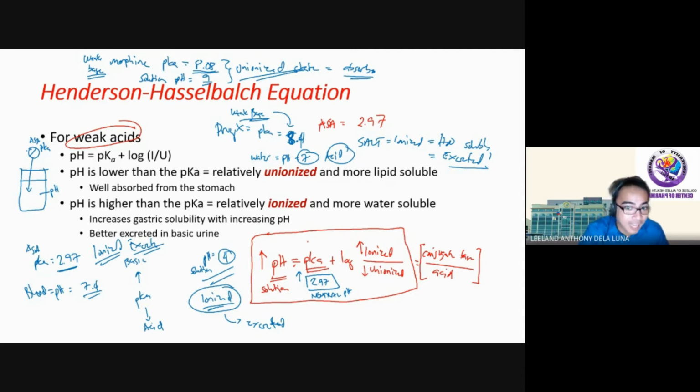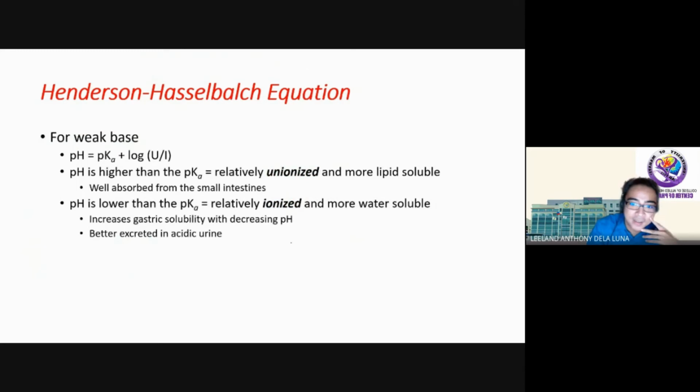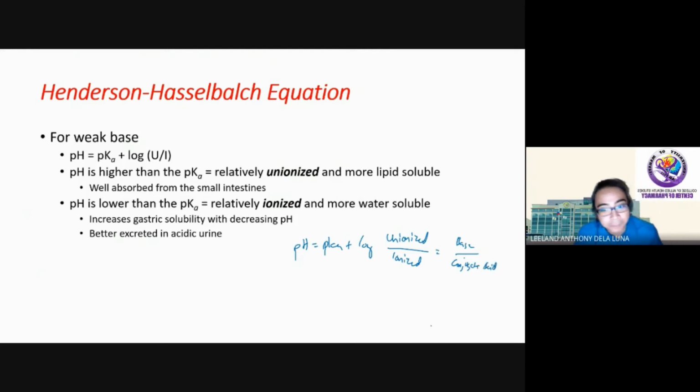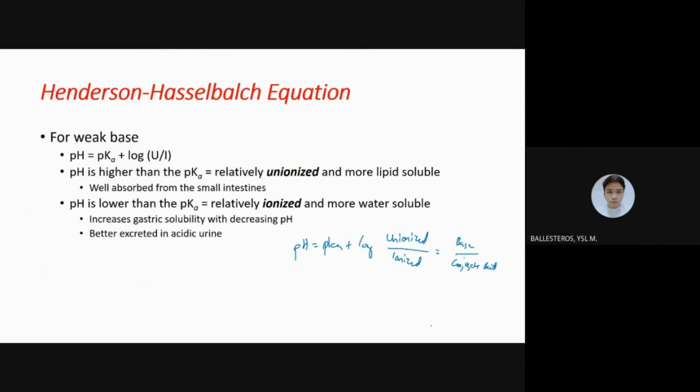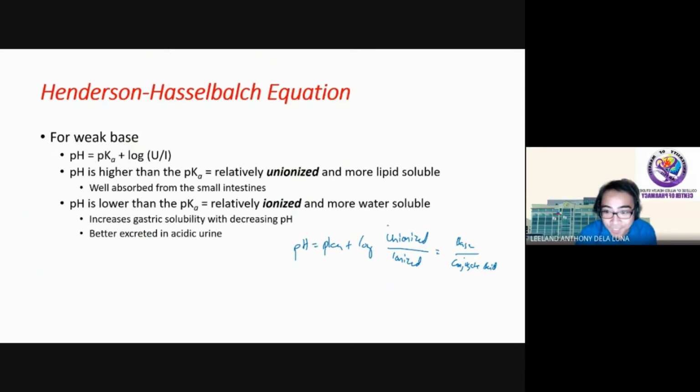So, class, ito yung formula ng acid. Tingnan nyo ha, anong pinagkaiba niya sa base. Ang sa base kasi, class, is pH equals pKa plus log unionized over ionized. So, mamaya, sabi ko lang dyan, base over conjugate acid. Anong napansin nyo, class? The difference between the formula for a weak base and a weak acid? Yung numerator po. Very good. Class, yung ratio na to between ionized and unionized, doon na siya magkakatalo.